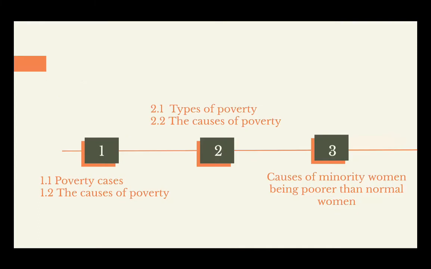I'm going to talk about three parts. In the first part, I'm going to talk briefly about the case of minority women in poverty and the reason why they are in poverty. The second part, talking about types of poverty. The third part is looking at why minority women are poorer than normal women.